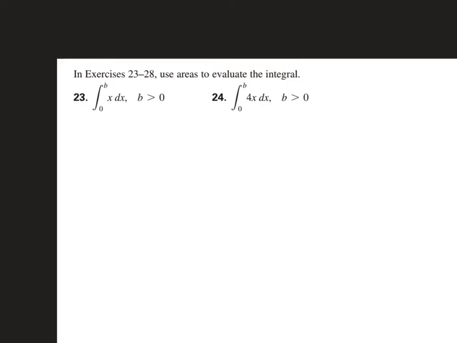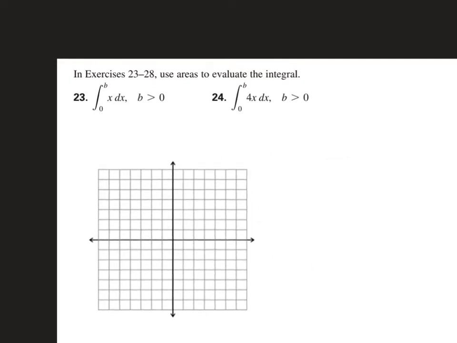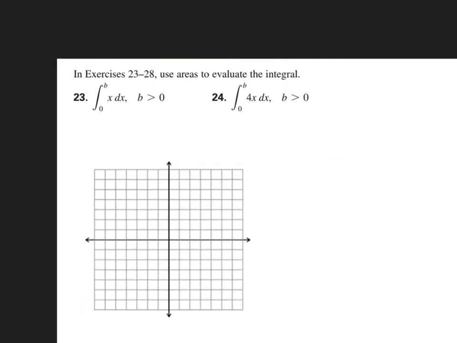This next set, use areas to evaluate the integral. Don't let the fact that one of these integrals has a b mess you up. You're going to do the exact same thing that you would do as if b was a number. So let's get a graph, and that'll help us.